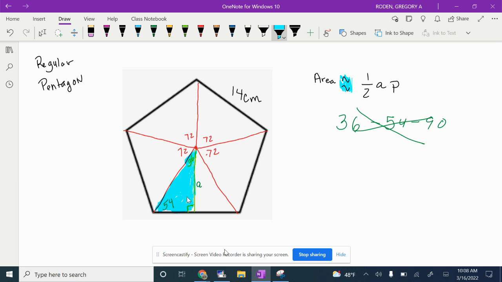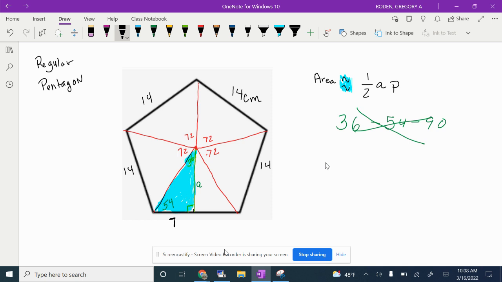From the 14. Okay, this is a regular polygon, which means by definition all sides are the same length. The apothem acts as a perpendicular bisector. You guys understand that? It's also an angle bisector. So the apothem is going to bisect this side. So Chris has appropriately figured out that this is going to be 7. Okay, you with me on that?